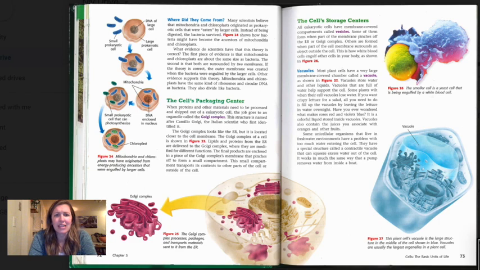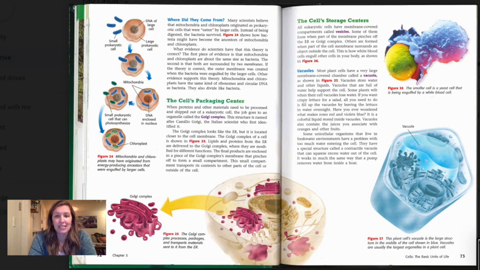What evidence do scientists have that this theory is correct? The first piece of evidence is that mitochondria and chloroplasts are about the same size as bacteria. The second is that both are surrounded by two membranes. If the theory is correct, the outer membrane was created when the bacteria were engulfed by larger cells. Other evidence supports this theory. Mitochondria and chloroplasts have the same kind of ribosomes and circular DNA as bacteria. They also divide like bacteria.